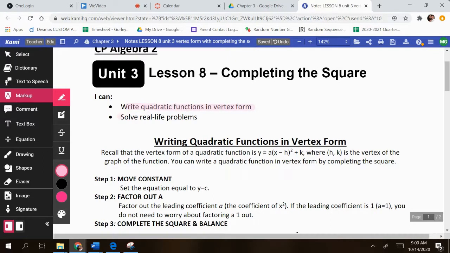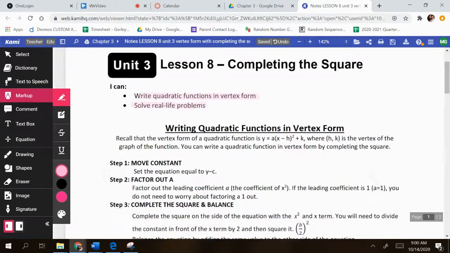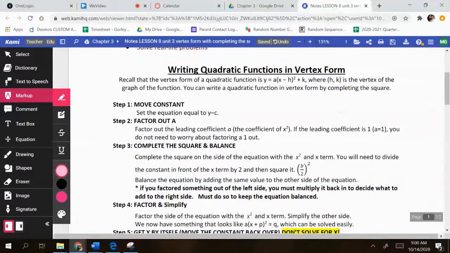All right, if you want an additional challenge, you can also solve the real life problem. This is an example where we complete the square to get a quadratic function in vertex form when the leading coefficient a is not 1. So it says writing quadratic functions in vertex form.